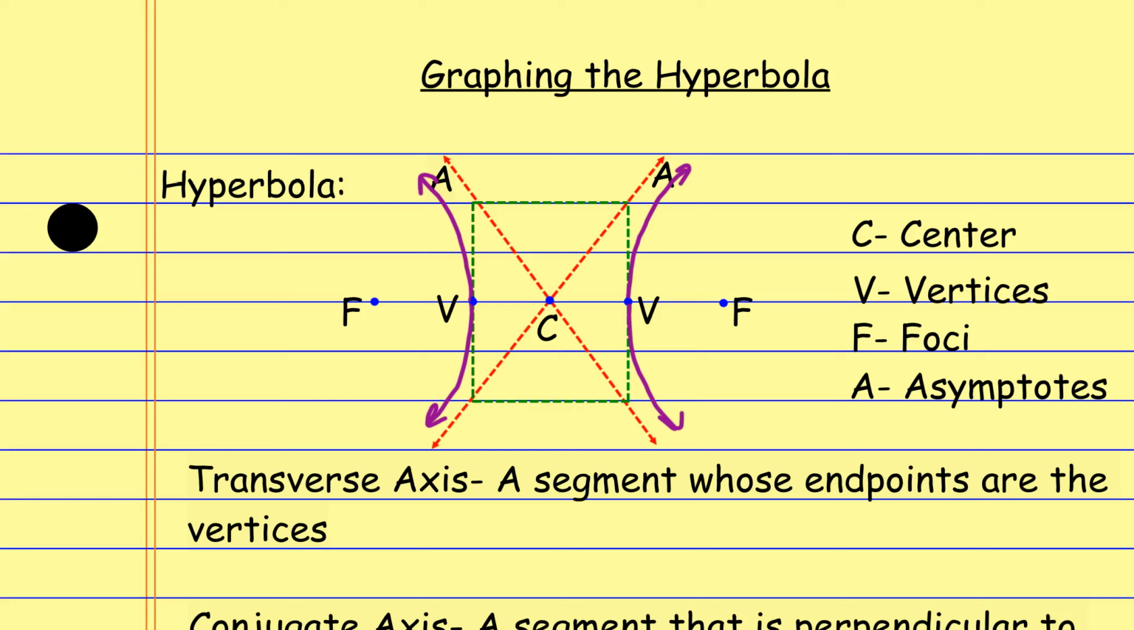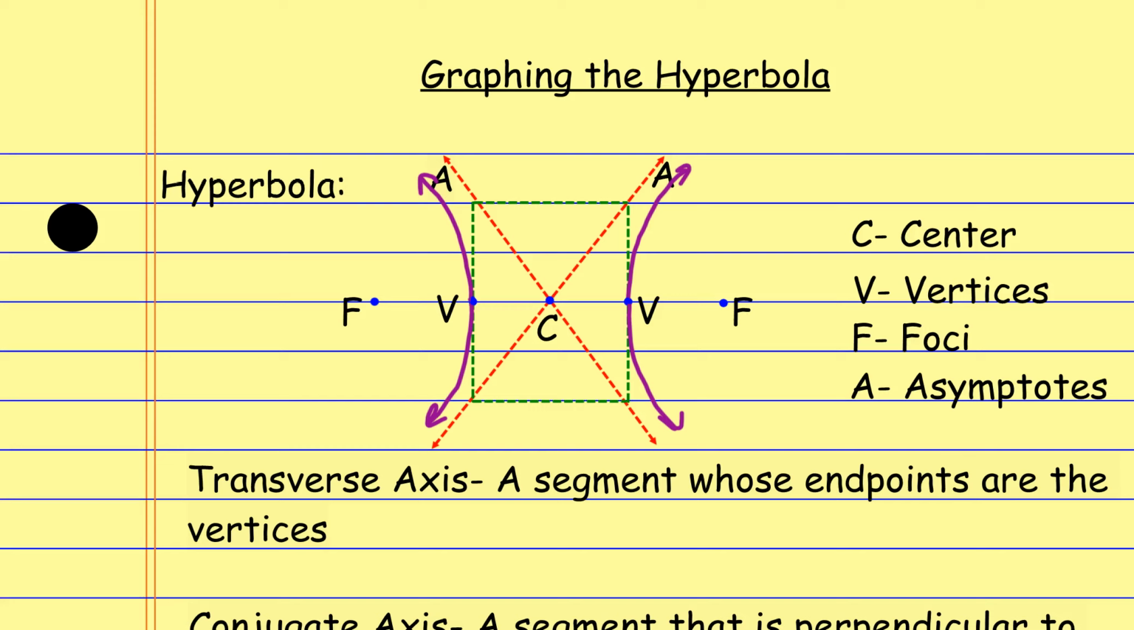The thing in purple is my actual hyperbola. We have a center, we have two vertices, we have two foci, and then we have two asymptotes as well. As we look at this, there are a lot of things going on here. You'll notice right away I've got this box in green. That's going to be the key to graphing these things.